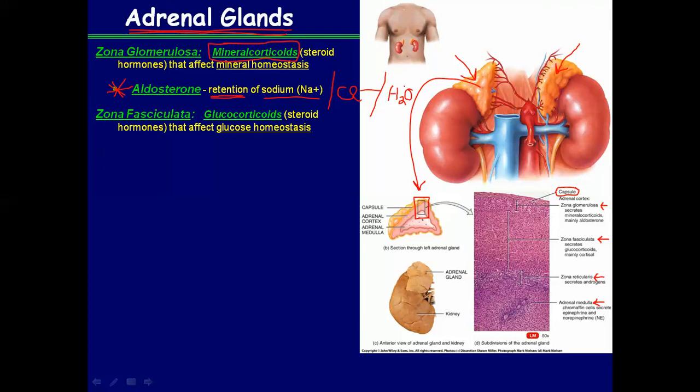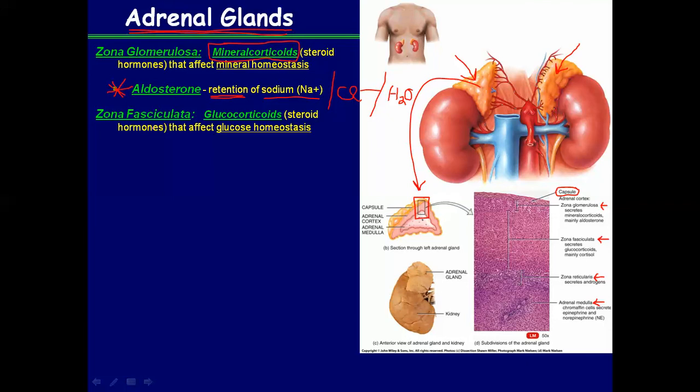Now, who would be the target to retain these? Well, you're looking at it. It's the kidney. So aldosterone doesn't have far to go. It actually will circulate throughout the body, but its target is the kidney.